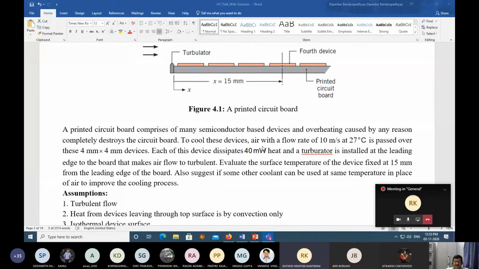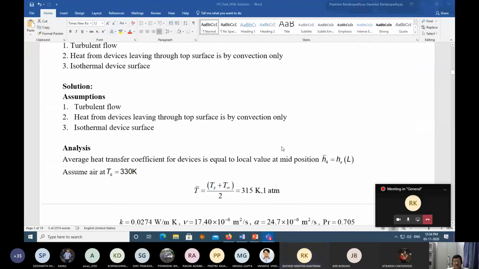Yes, sir. Now what will you do? So what are the things to be evaluated? Evaluate the surface temperature of the device fixed at 15 millimeter. So at 15 millimeter, you need to evaluate the temperature here, right? So how do you do that?